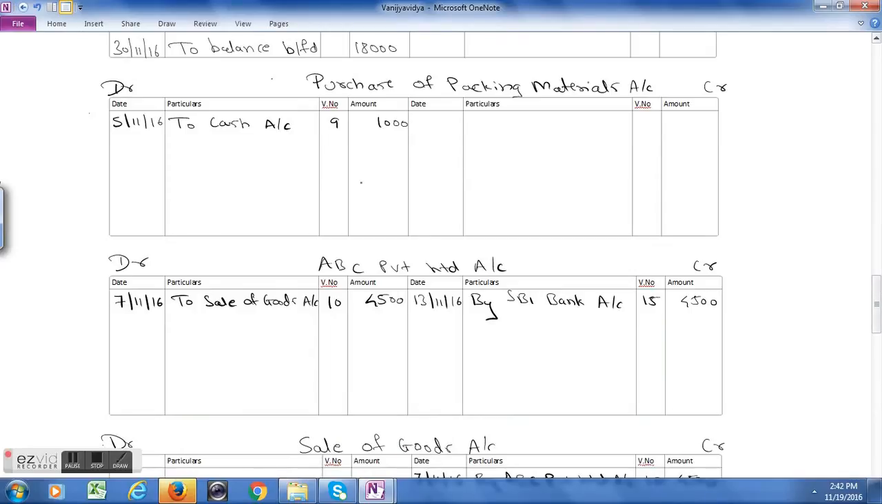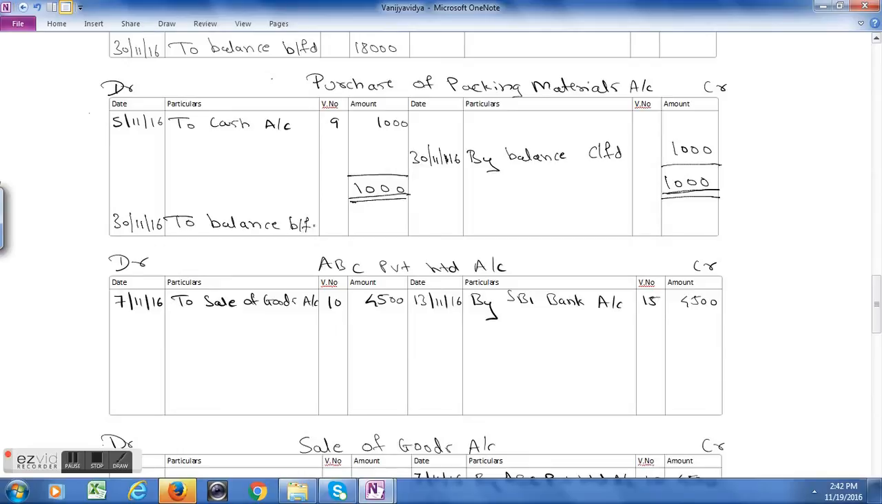Okay, next is purchase of packing materials. Okay, again on the debit side we have a transaction, credit side the amount is 0, so debit total we will take on both the sides, 1,000, 1,000. Then on 30/11/2016 by balance carried forward 1,000. Then on the debit side we'll bring forward the balance, by balance brought forward 1,000.